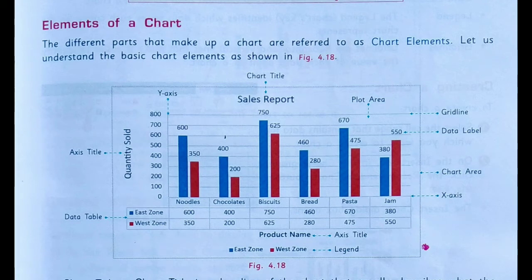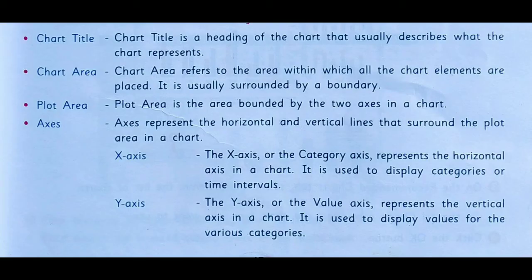Elements of chart. The different parts that make up a chart are referred to as chart elements. Let us understand the basic chart elements as shown in figure 4.18. Chart title. Chart title is a heading of the chart that usually describes what the chart represents. Chart area. Chart area refers to the area within which all the chart elements are placed. It is usually surrounded by a boundary.